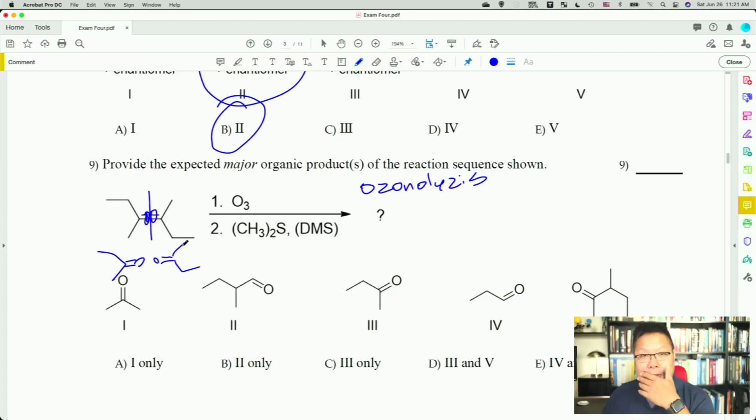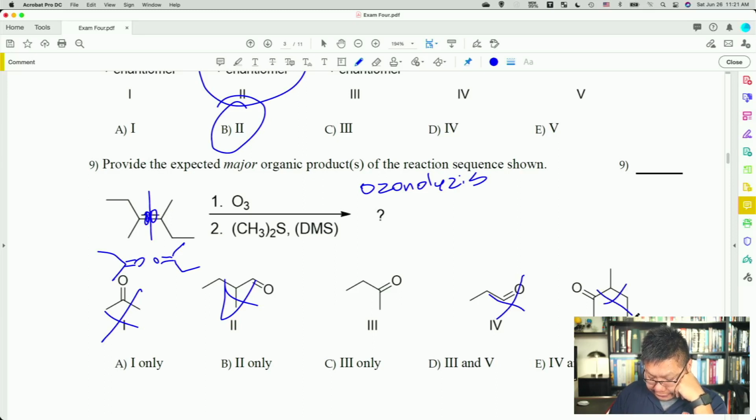Right? So that's what it looks like. Not this one, because we have an extra carbon there. Not this one, because I don't even know where that came from. Not this one because it's got to be a ketone, not an aldehyde. Okay? And then not that one, because that has some extra stuff on it that I don't know where it came from. So it's actually going to be this one.